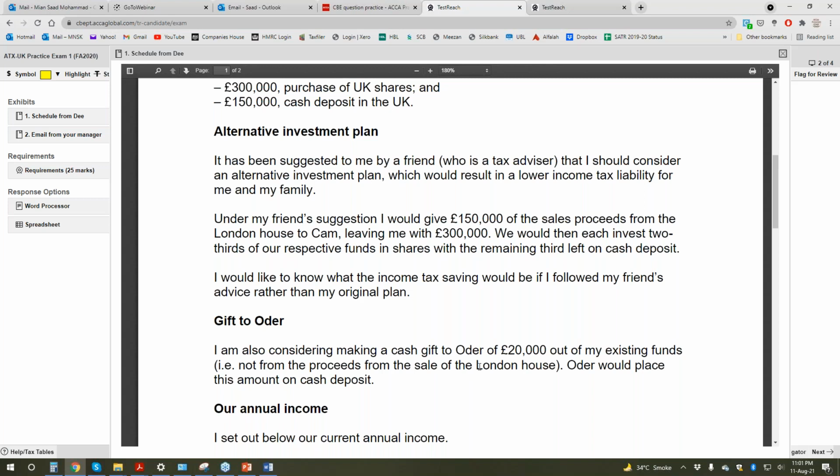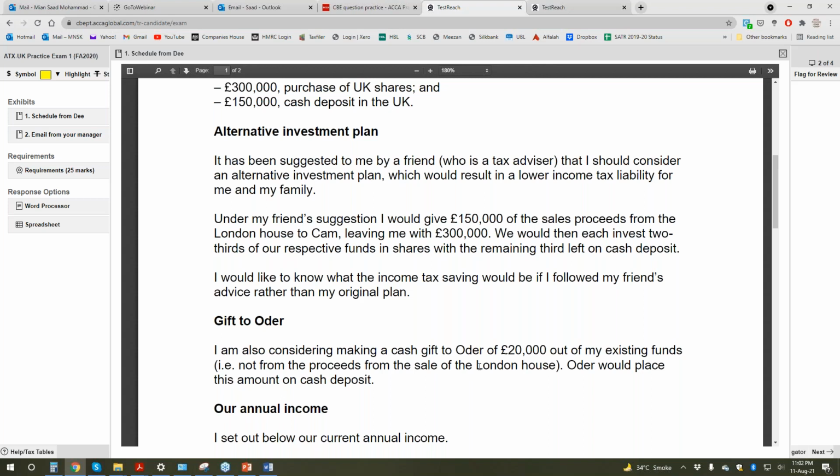Under my friend's suggestion, it has been suggested to me by a friend who is a tax advisor that I should consider an alternative investment plan which would result in a lower income tax liability for me and my family. That's fine. I would give 150 of the sale proceeds from the London house to Cam, leaving me with 300. That's fine. We would then each invest two-thirds of our respective funds in shares with the remaining third left on cash deposit. That is fine.